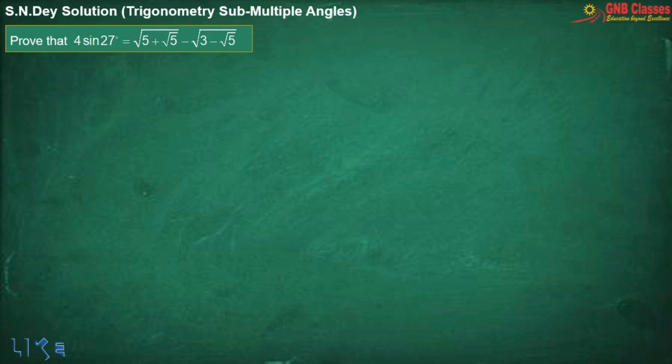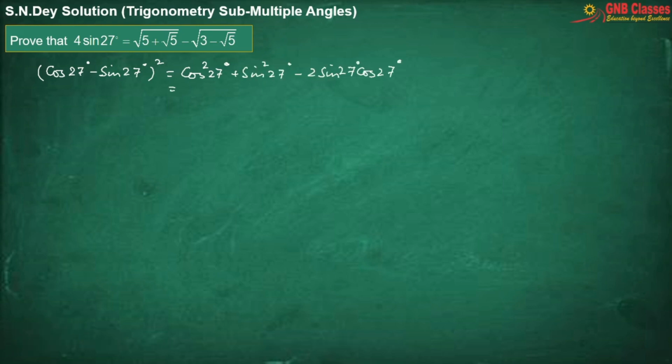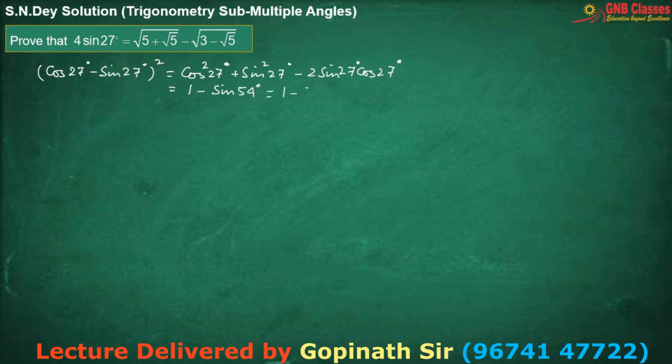Now in this problem, we will start with cos 27 minus sin 27 whole square. This gives us, which is equal to 1 minus sin 54 degrees. So which can also be written as 1 minus cos 36 degrees, right? Now the value of cos 36 is root 5 plus 1 divided by 4.